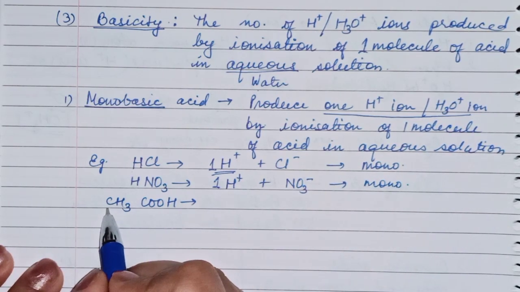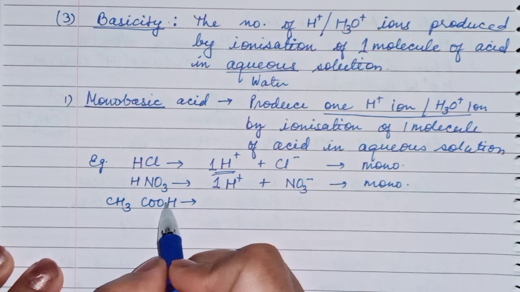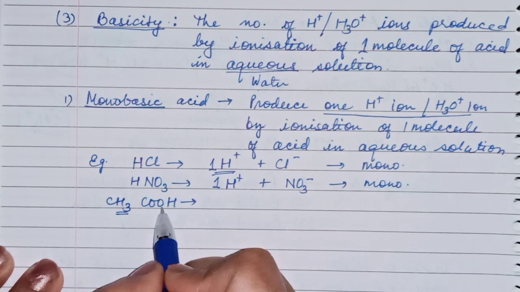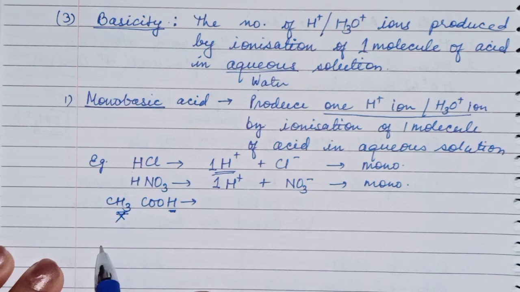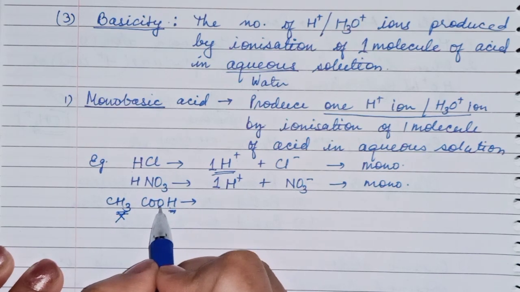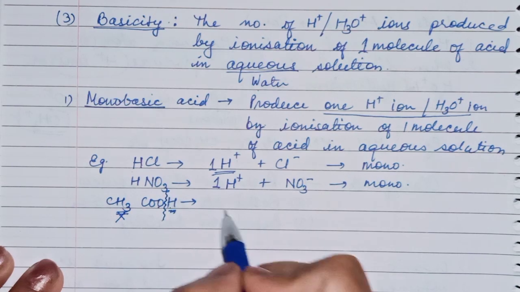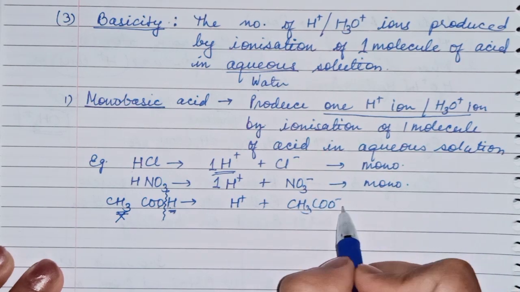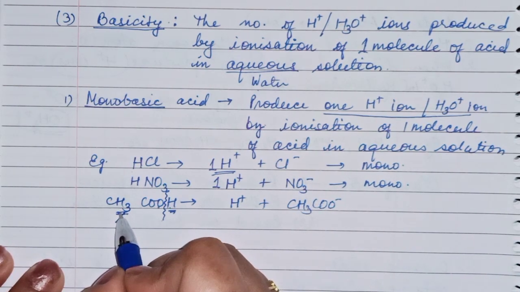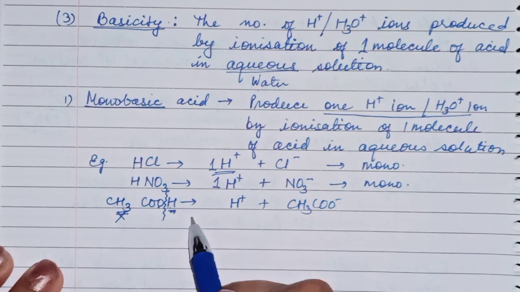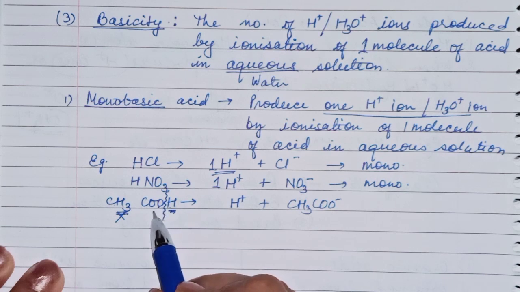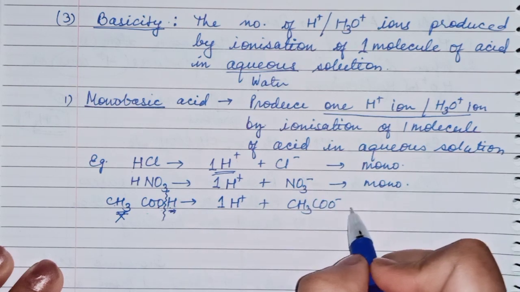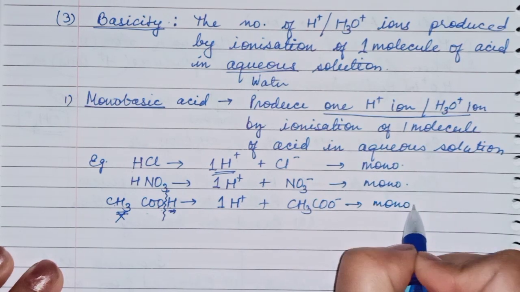Then next is CH3COOH. Here children, you have to remember that this hydrogen atom is not dissociating into its ion. Only this one which is attached with oxygen is dissociating. So this one will dissociate into H plus ion, and CH3COO minus will remain as it is. You will not take the hydrogen atom which is attached with carbon. You will take only that hydrogen which is attached with oxygen. So here only one hydrogen is attached with oxygen, so one H plus ion it is producing. So here also it will be a monobasic acid.